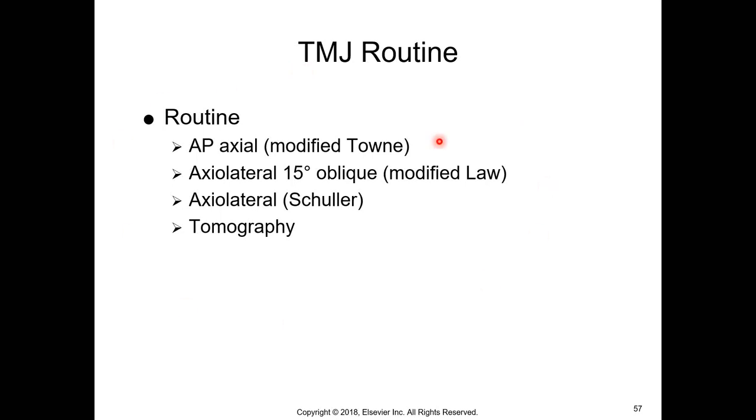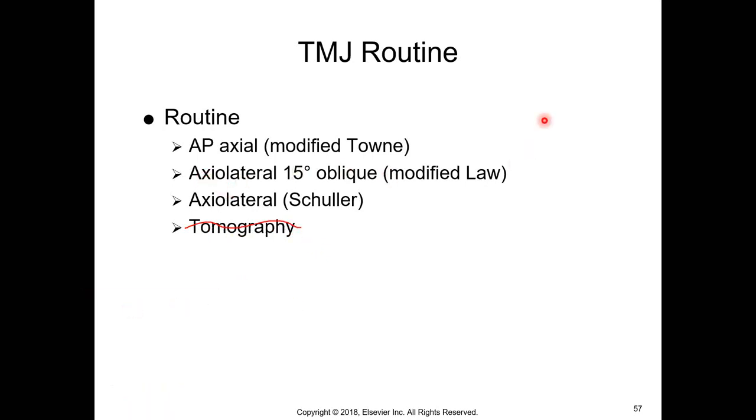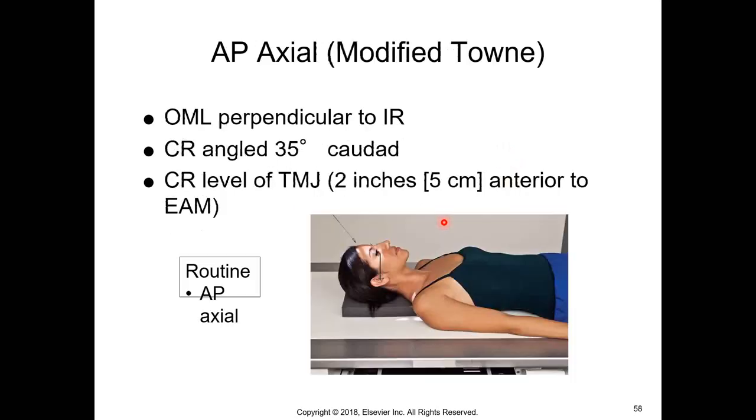TMJ routine is going to be the axiolateral modified Towne, your modified Law, your Schuller. Tomography is not on your test, so let's get rid of that right there. These guys are the ones that you will do most often. The difference between the modified Law and the Schuller will be just whatever the radiologist prefers, really.